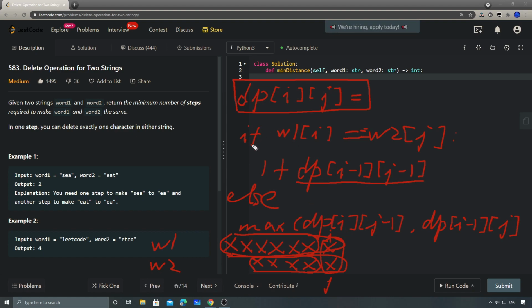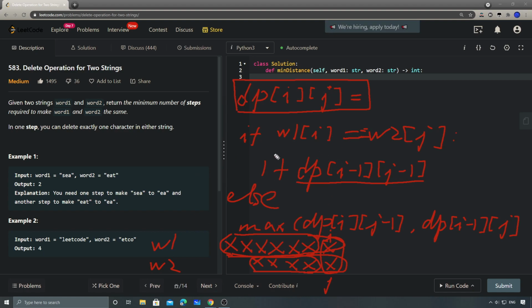Yeah, and we just keep going until basically we keep splitting this big problem into a smaller problem. As you guys can see, we always go back to i minus 1, j minus 1. In the end, the base case is 0, which means if there's no letter at all, the length will be 0. So that's basically the DP idea here.